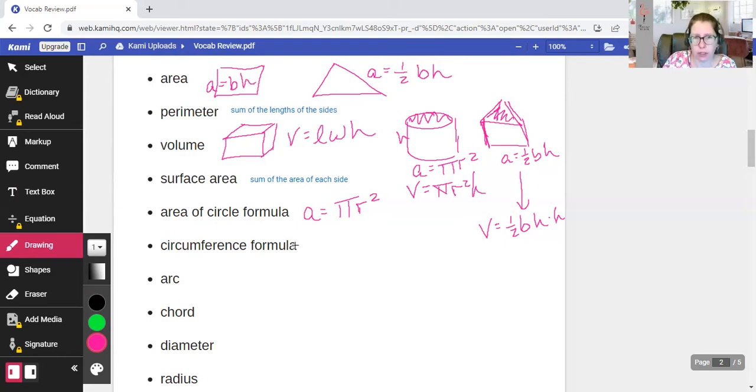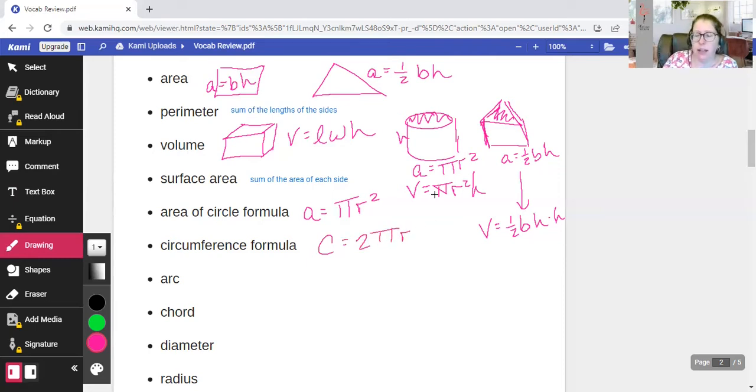Always write more than you think you need to, and write the formula, then fill it in. It just helps your brain to not suddenly decide to put diameter, for example. All right. So we have area of a circle, and then circumference is 2 pi r.